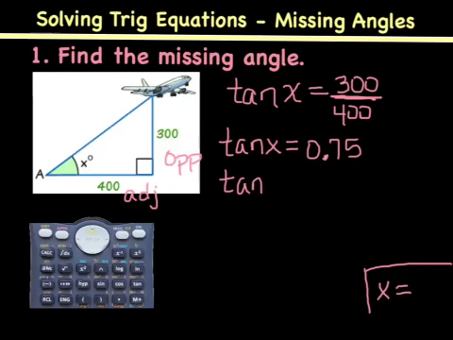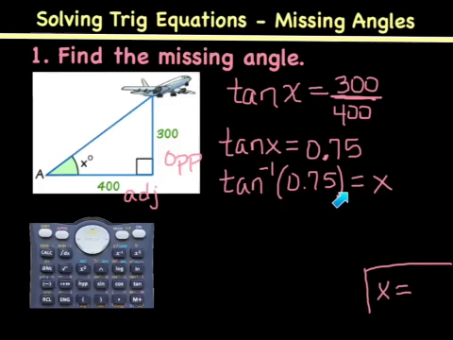Tangent. Then you're going to put a little -1 up here. I'll explain that in a minute. And then you're going to put your decimal, 0.75, equals x. So this is called inverse tangent. So this is tangent, this is inverse tangent. And it does the opposite. So this helps us find a side, this helps us find an angle. So it's all about the calculator work.